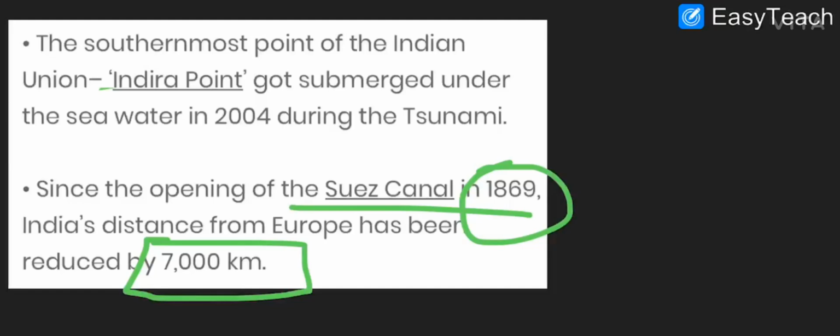Indira Point is the southernmost point of the Indian Union. When I tell you that it's Indian Union, it means including all the islands. When I'm talking about Indian mainland, it does not include islands. This is a very important concept that I'm telling you now. When I talk about Indian Union, that means it includes islands, and when I'm talking about Indian mainland, it means it does not include the islands. Okay, mainland and Indian Union. Remember this.